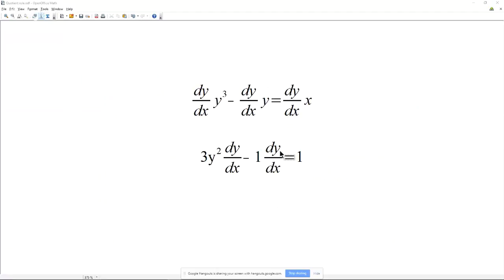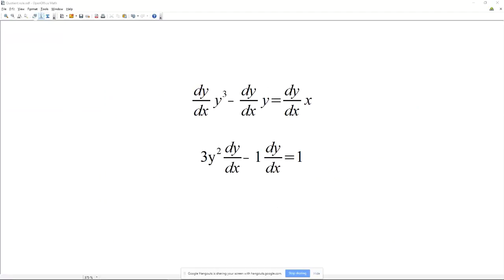Okay, and this is because this is with respect to x, that's why. But this dx/dx is with respect to x, so this is actually equal to 1. So this one is 3y squared, but it's still a dy/dx because it's with respect to x, right? And same thing over here.